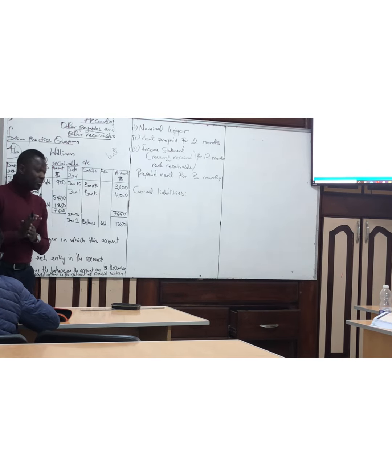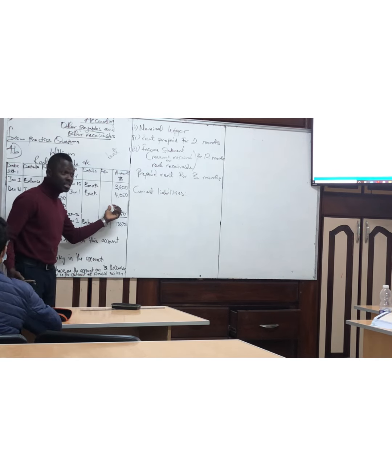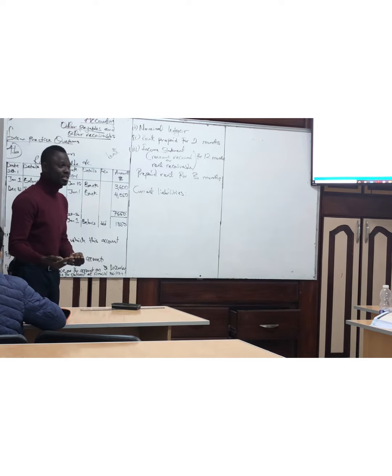Other receivables? It's supposed to be other receivables, but no, it's not. Other receivables is an asset. This is a current liability. Income, sir. Income what? Other payables? No. Income prepaid. Because he received the income, right? But what income did he receive? The income that has not been used.